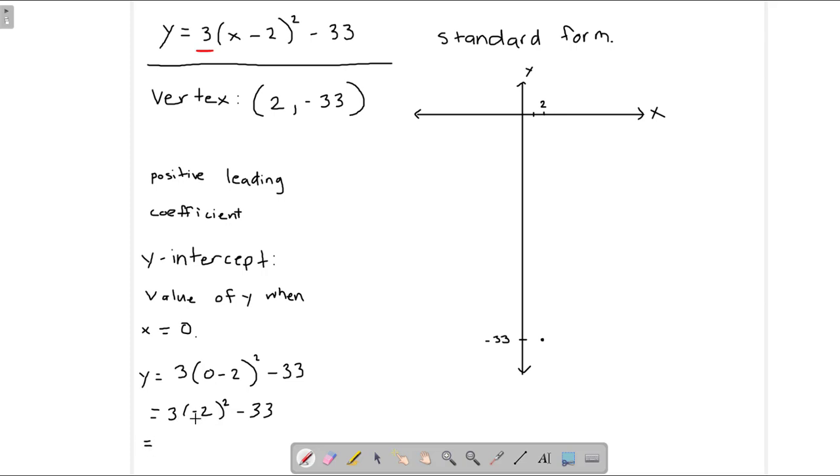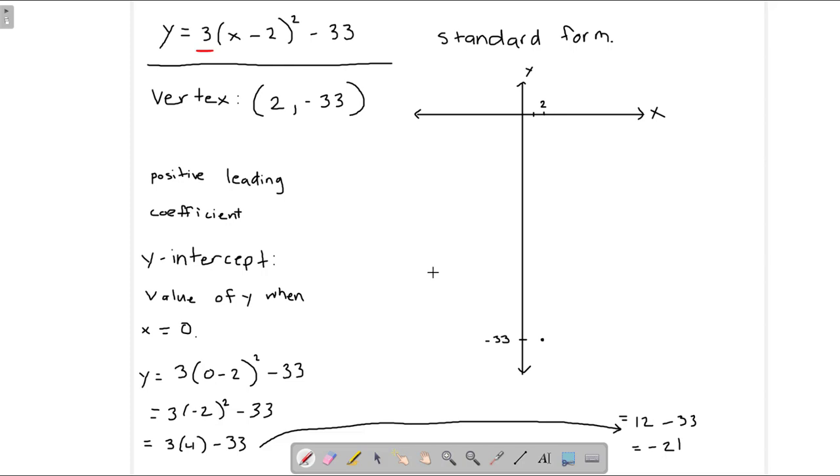So 3 times negative 2 squared. This negative 2 squared is actually 4. So I have 3 times 4 minus 33. Let me go over here. So 3 times 4 is 12. Take away 33. That's going to give me negative 21, I believe. You can always throw that in your calculator if you're not comfortable doing subtractions like that.